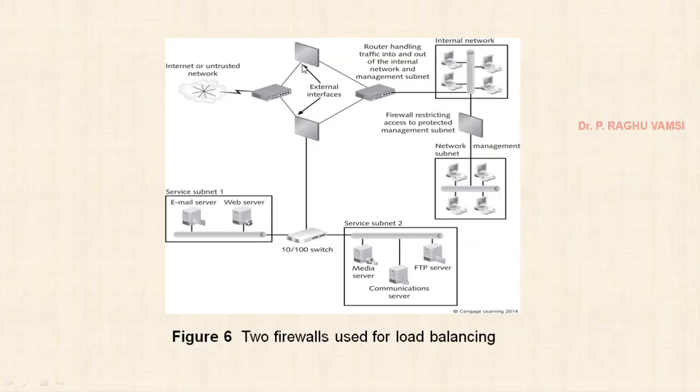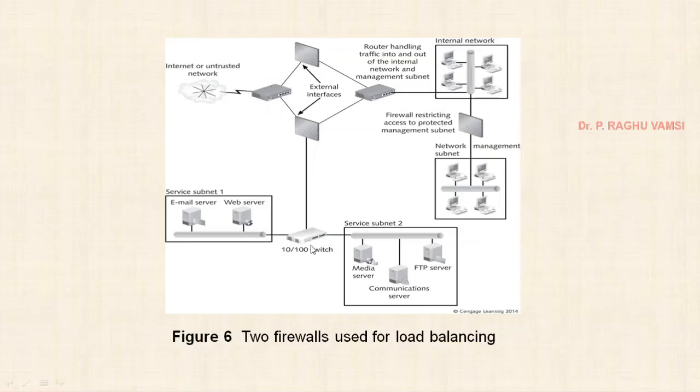and from these external interfaces, this firewall may be directly going to the router which is handling it, and this firewall may be connected to a switch, and from there one subnet may be there and another subnet may be there, which we can call the service subnets, and these are going to be DMZ1 and DMZ2. In this DMZ publicly accessible resources will be placed, and here also the publicly accessible resources are placed.